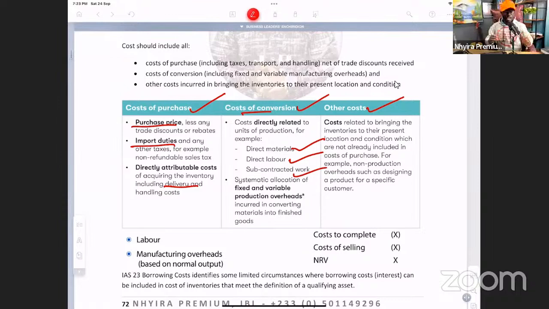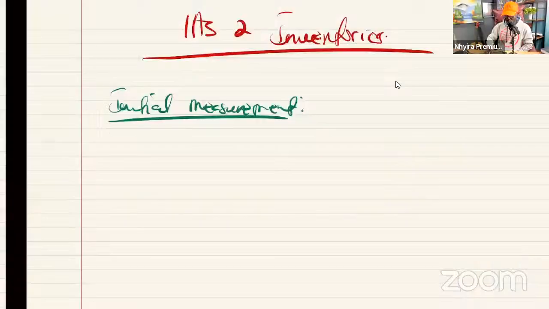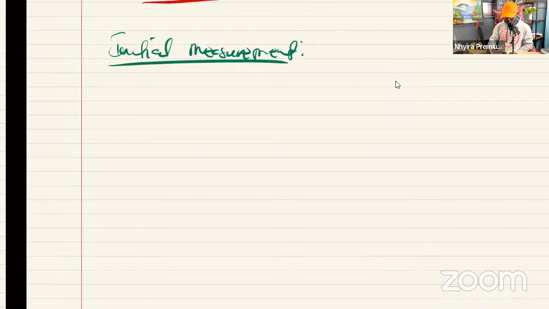So if the entity is going to convert the raw material into finished goods, then what should constitute the cost of the finished goods? That will be the material cost, the labor cost, any subcontract cost that we incur, or other fixed and variable overheads that could also be incurred by the company. Then there are other costs that we will incur generally in bringing the inventory to its present location and condition. So in accordance with IAS 23, borrowing costs, we will look at it later on. If the entity borrows money to manufacture the inventories, then the interest expenses that we pay will be included in the initial cost of the inventory.